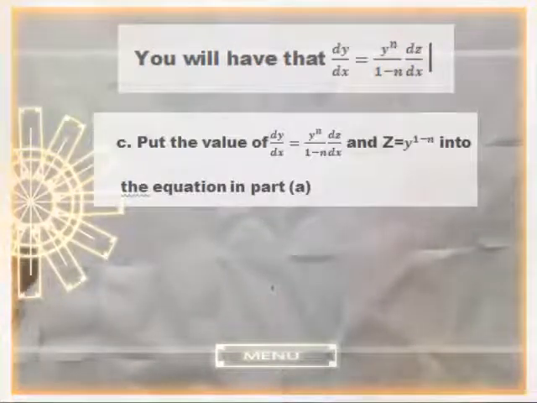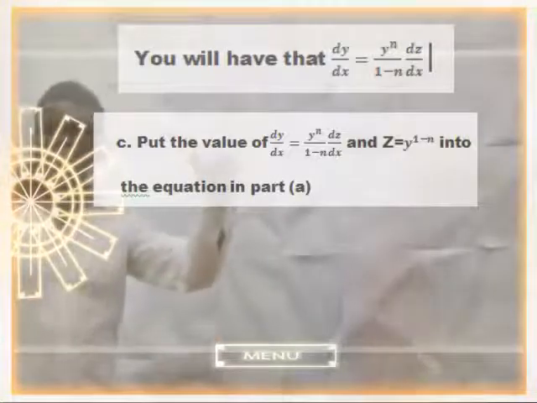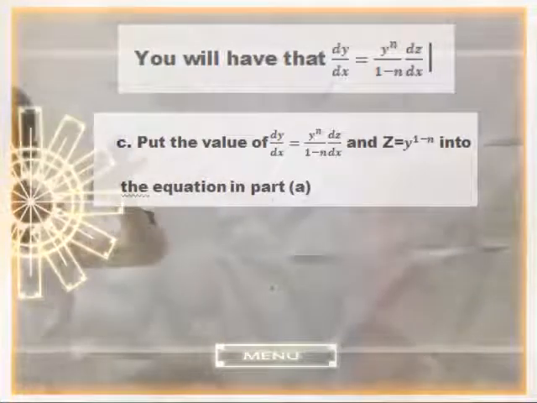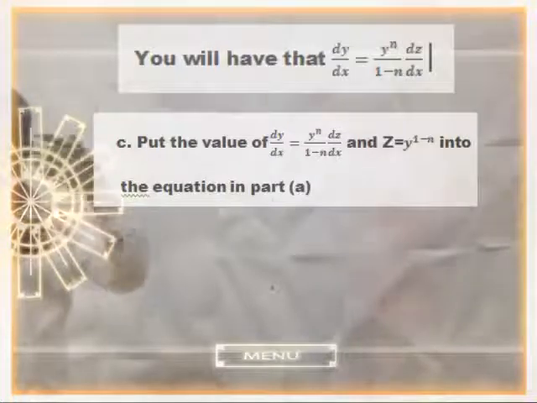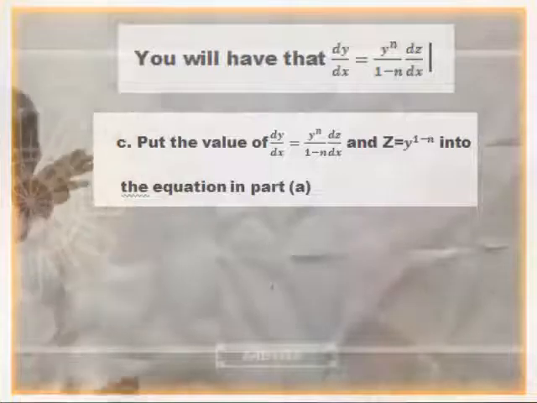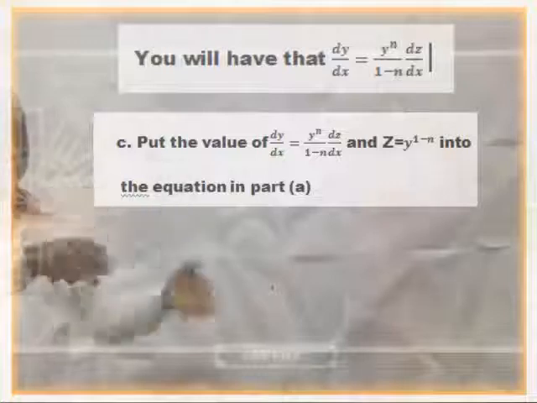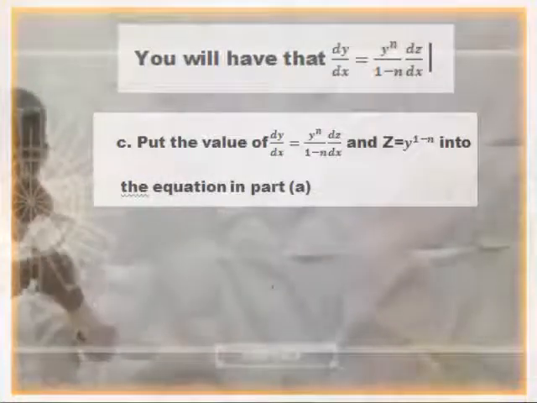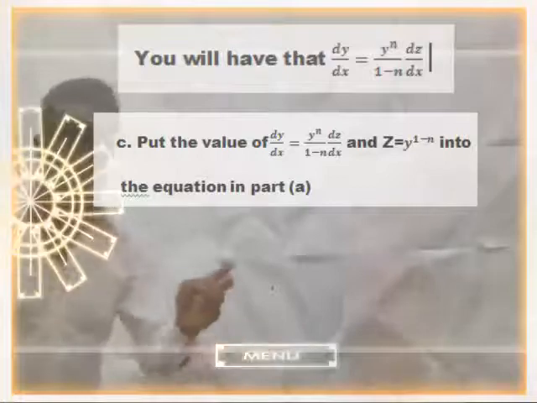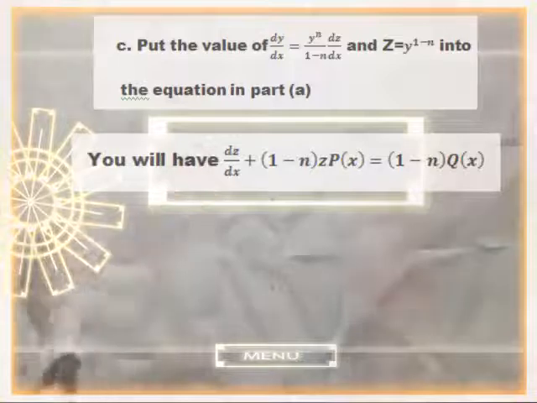The next thing you do is to put your value of dy/dx and also the value of z equal to y to the power of 1 minus n into the part A, where we said that if you divide both sides by y to the power of n, that first part you obtain, you plug your dy/dx into there and plug your value for z equal to y to the power of 1 minus n into there. I think you're going to have it to be this. Yes, this is what you're going to have.